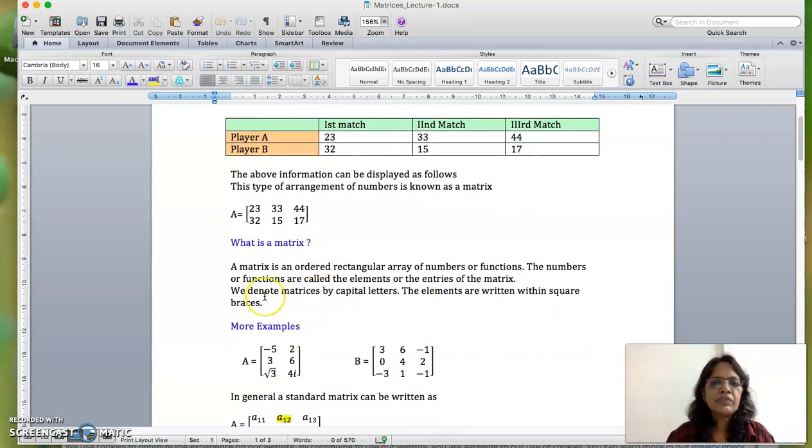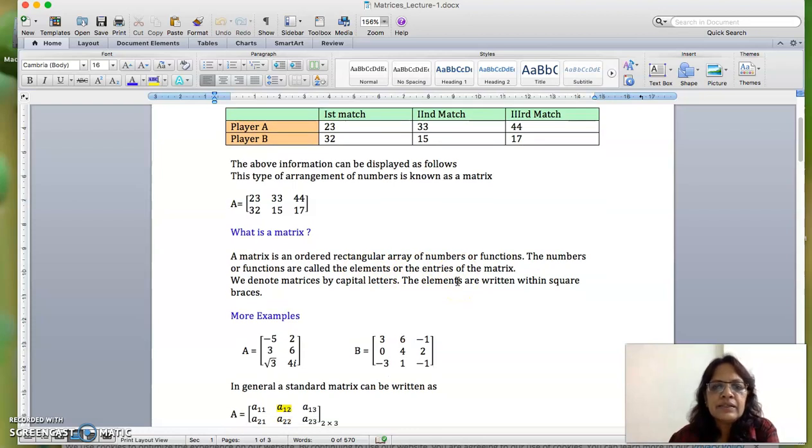So now we come to the definition of a matrix. What is a matrix? A matrix is an ordered rectangular arrangement or array of numbers or functions, and the individual objects are called the entries of the matrix. Matrices are denoted by capital letters, and the elements are written within square braces, right?